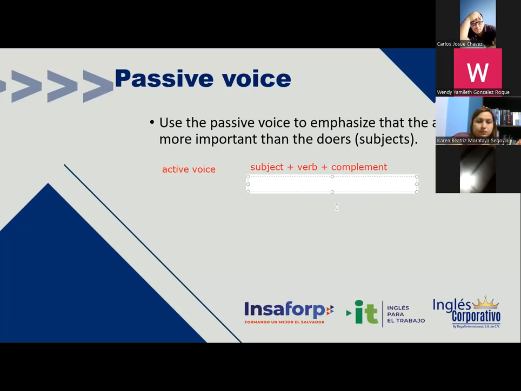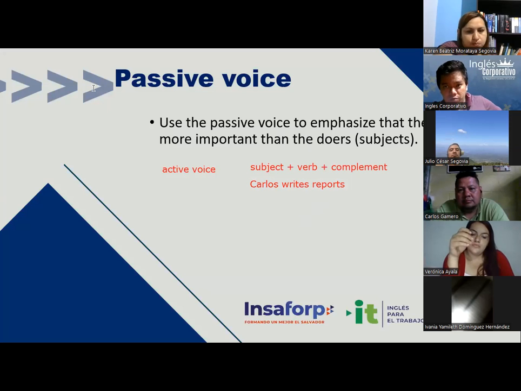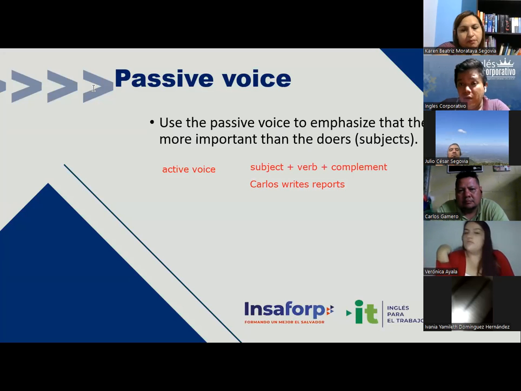I'm gonna put the example in here. Okay. Let's say Carlos writes reports. Check this out. Carlos writes reports. Actually, this is a third person. Writes reports. Okay, cool. ¿A quién estamos enfatizando ahí? Okay, en este caso estamos enfatizando el subject. ¿Y quién es el subject en este caso? If you take a look in there, it is Carlos, okay? La acción que hace Carlos. Ahora bien, this is an active voice. Lo que como la estructura que comúnmente nosotros usamos para la gran mayoría de oraciones, okay?